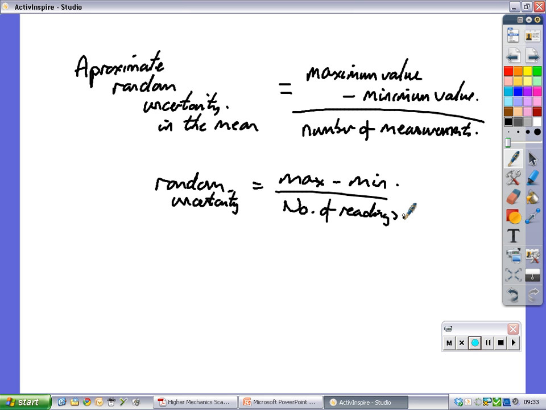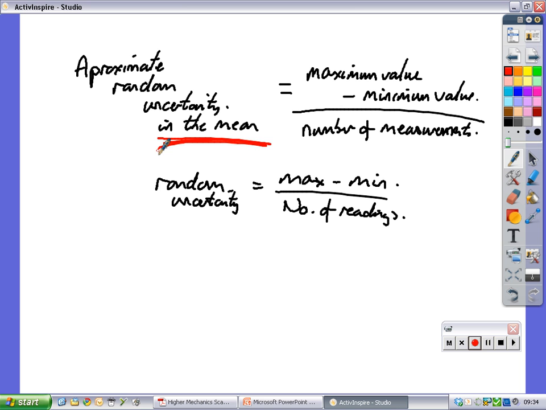Now, when it says here the approximate random uncertainty in the mean, that means you've already calculated your average, you've already calculated your mean. Your mean is you add them all up and divide by the number of times you've done it. So your mean value is just your average value. So this is working out what the random uncertainty is in your average value. Okay? Could you get a maximum in there? Well, you still get your maximum value, your minimum value. But your average, add them all together, divide by the number of times, you still have the same results. You take your max value, minimum value, and then divide by the number of times you did it. That will give you the uncertainty in that.